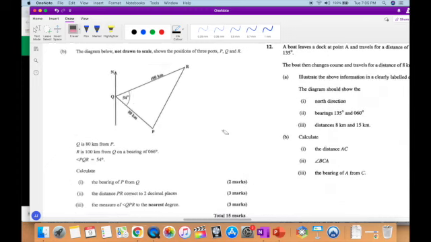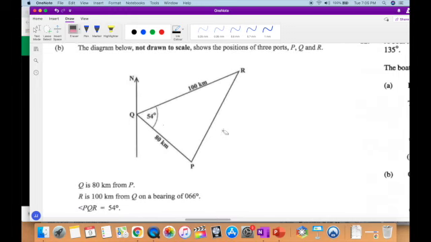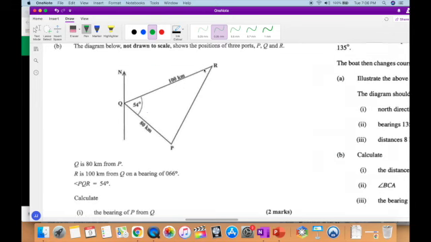So I have another question here. The diagram below, not drawn to scale, shows the positions of ports P, Q, and R. And they thankfully gave us everything in the diagram here. So we have ports P, Q, and R, and this is the north line here. Now please remember, the north line goes through all of the points. They tell us here that this is 54 degrees, this is 80 kilometers, that is 100 kilometers.